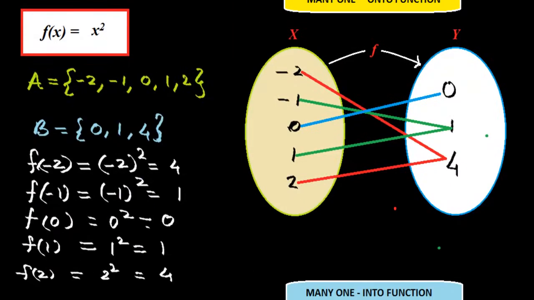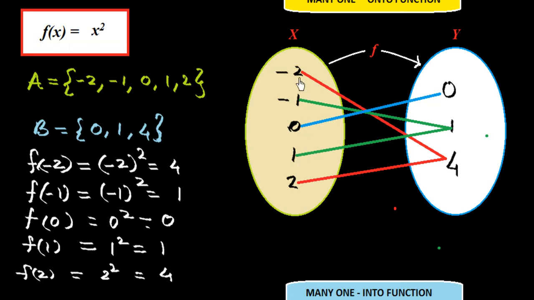So, here you see all the elements of set A are associated to the elements in set B. There is no free element in X. And each element of set A has a unique element in set B. Minus 2 has a unique element, 4; 2 is 4, 1 is 1; minus 1 we have 1 and 1 is 1. So there is a unique element, there are no two elements for minus 1 over there in Y.